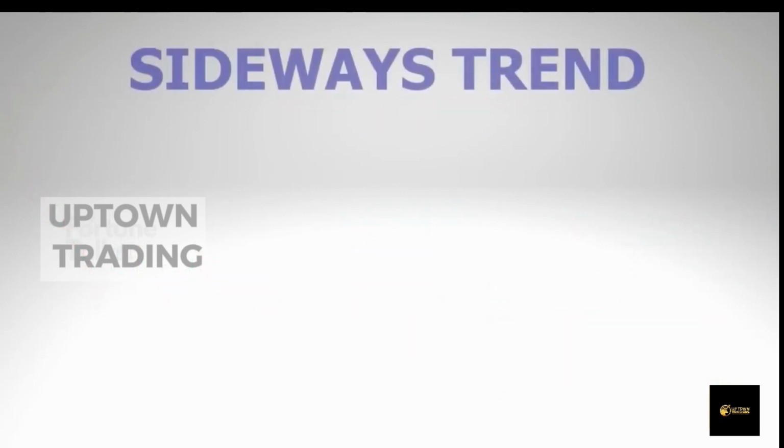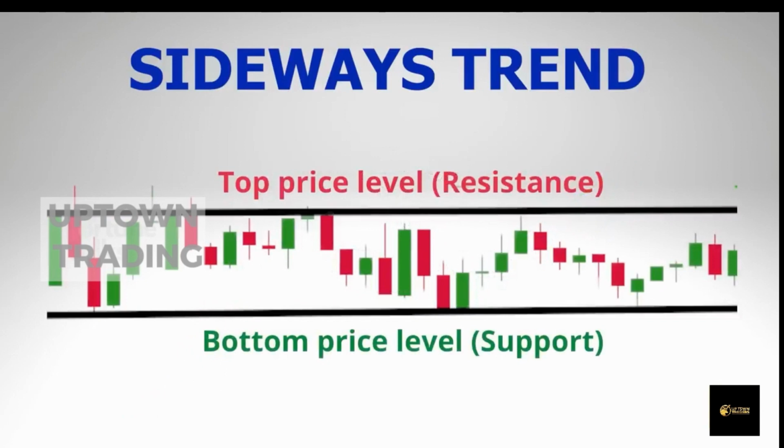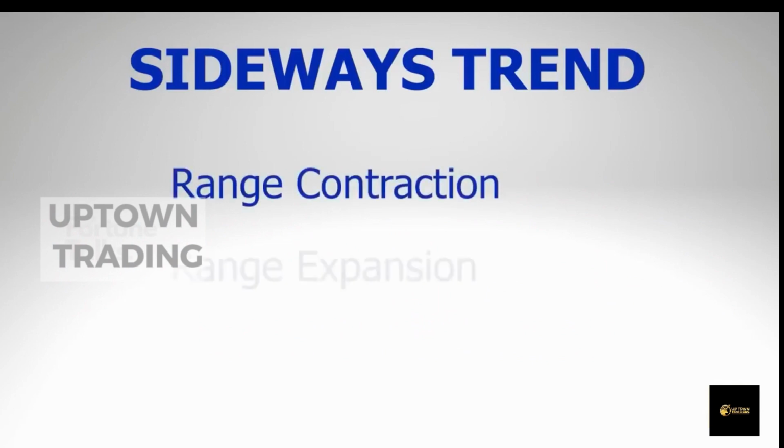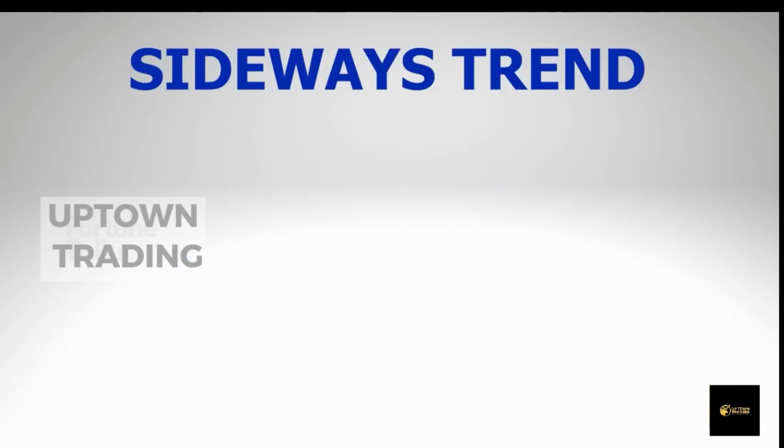The final type of trend is not actually a trend, but it is a situation where there is no clear trend in the market, where the market stays inside a range. We have talked about ranging stages of the market as accumulation phase and distribution phase. So the price movement between 2 price levels is called sideways trends. There are 3 types of sideways trends. Number 1 is the range contraction, number 2 is the range expansion, and the last one is the triangular range. Let's talk about range contraction first.